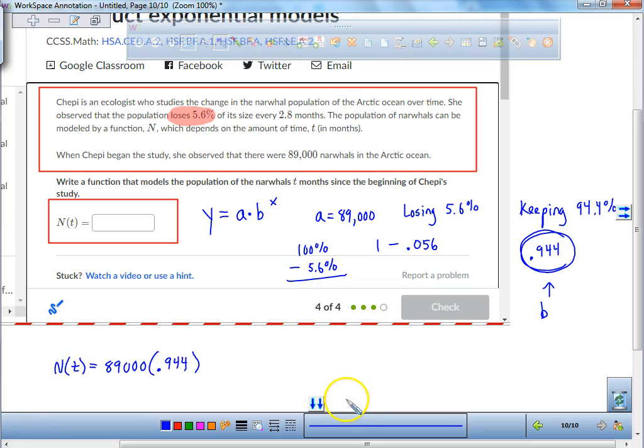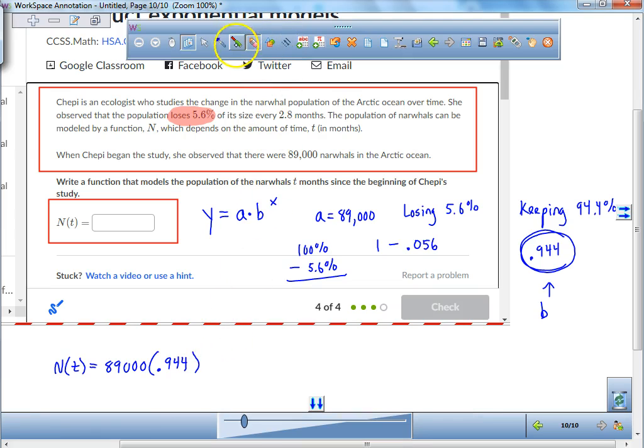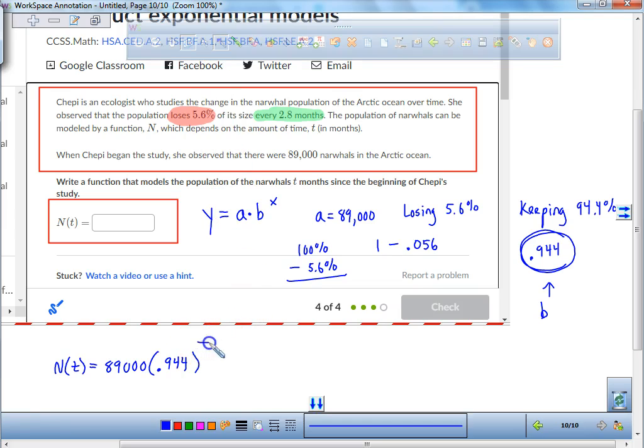We're keeping what? 0.944. But it doesn't lose it every single month. So right here, we're not going to say it loses it every single month, because t equals months. It loses it every what? Every 2.8. So if it loses it every 2.8 months, that's where you have to make that little fraction bar up here. And you got to put t over 2.8. And this is our final answer for that word problem.